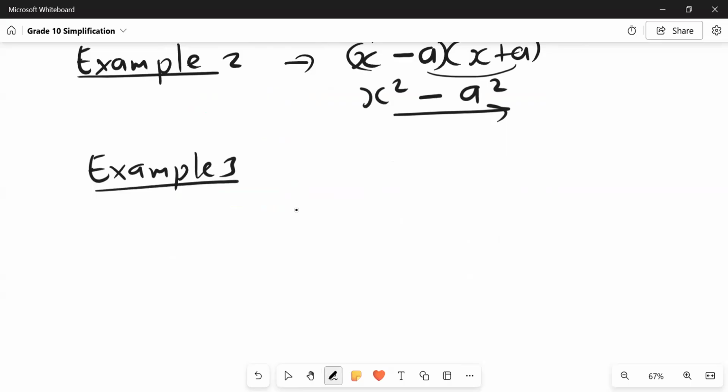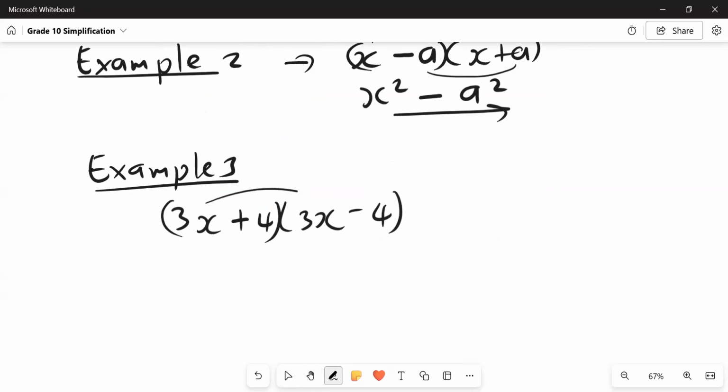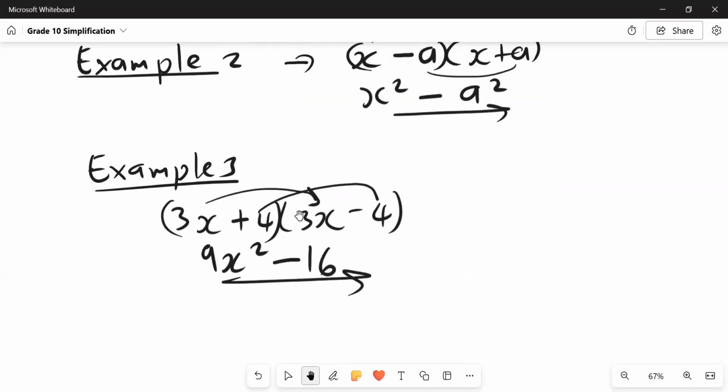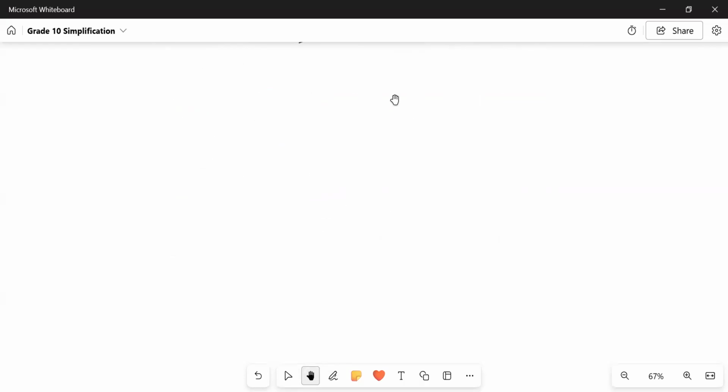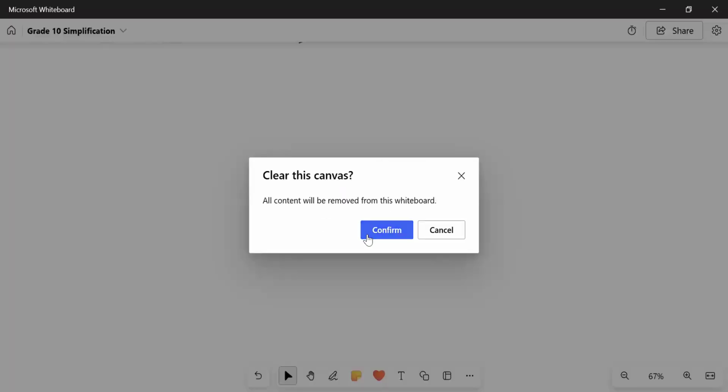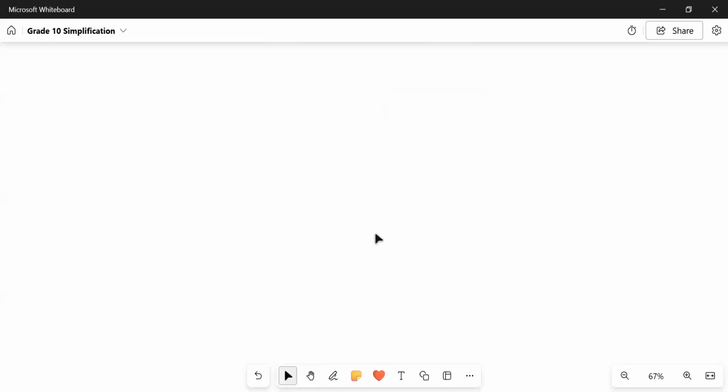For this one, they're giving us now 3x plus 4, and then 3x minus 4. First terms, that's 9x squared. Last terms, that's minus 16. Done. That's it. Simple as that. Now, let me come up with an interesting sum and then we close our lesson.